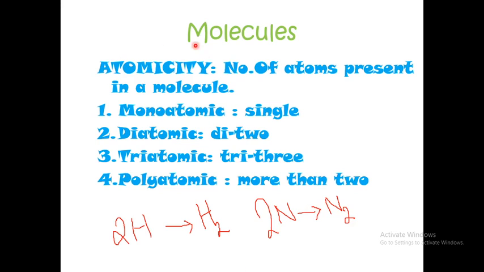Moving on to atomicity. Now what does atomicity mean? The number of atoms present in a molecule is defined as atomicity. Atomicity is of three types: monoatomic, diatomic, triatomic or polyatomic. Monoatomic: if they contain a single atom, they are known as monoatomic. Diatomic: if they contain two atoms, that is diatomic. Triatomic: if they contain three atoms, then they are known as triatomic. And polyatomic: if the molecule contains more than two atoms, then they are known as polyatomic.